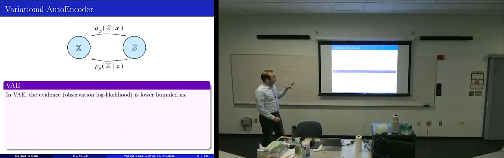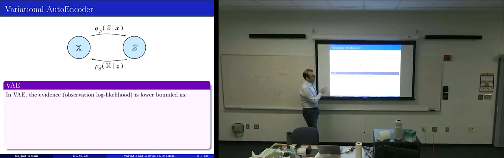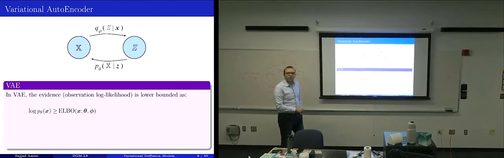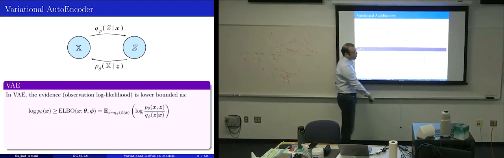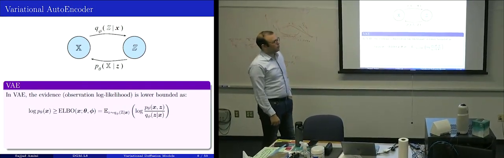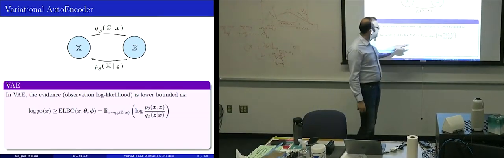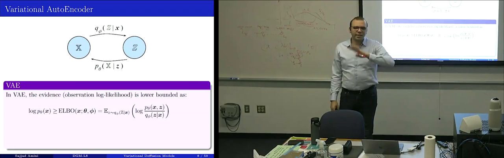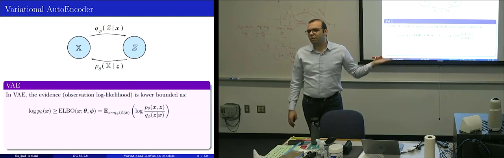This is autoencoder. In VAE, the evidence, or observation log likelihood, you know what evidence is, is lower bounded by this function, ELBO, and we know that ELBO is defined as the expectation over Z coming from the approximate posterior of the log of the joint over the approximate posterior. This is the ELBO, nothing more, just ELBO. And we can replace this q_phi(z) with any distribution you want. Still you have a lower bound, but the lower bound is not tight. The problem is the tightness.